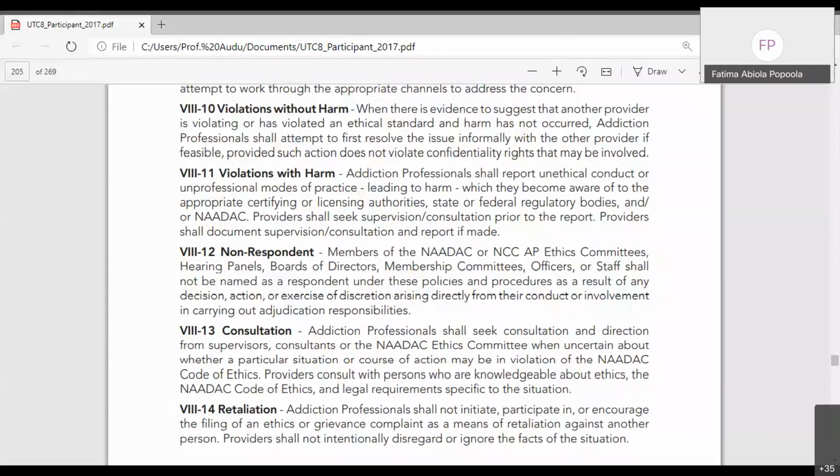Yes, number one, I want to know if the NADAC and NCCAP code of ethics is applicable to us here in Nigeria. That's number one. Number two, I'm looking at this whole matter of ethics. We said that counselors or people in substance use jobs should have empathy. We should empathize, and even if there is a problem, I think that empathy and a non-judgmental attitude should come into play.